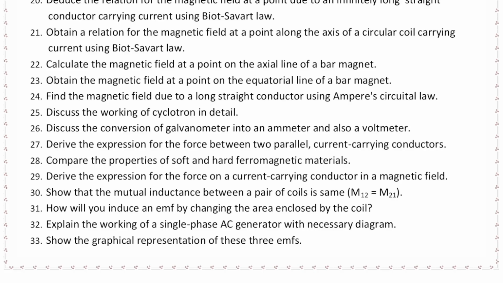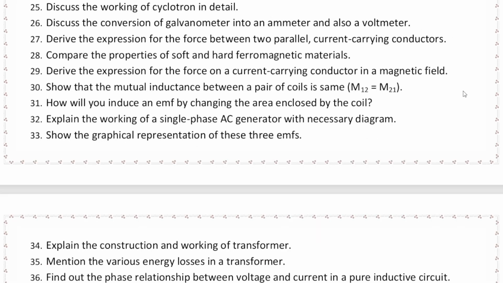30th question. Show that the mutual inductance between a pair of coils is the same, M12 equal to M21. 31st question. How will you induce an EMF by changing the area enclosed by a coil? 32nd question. Explain the working of a single phase AC generator with necessary diagram.